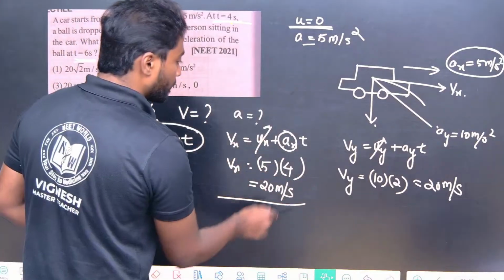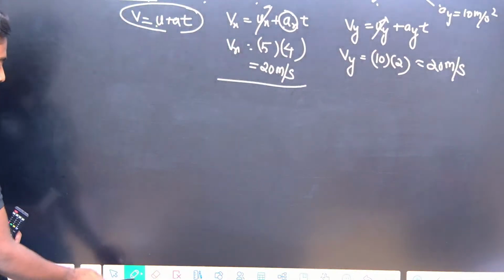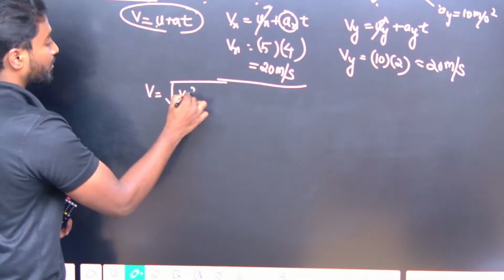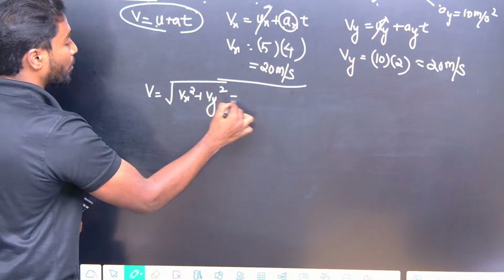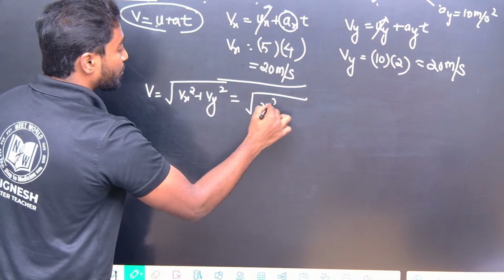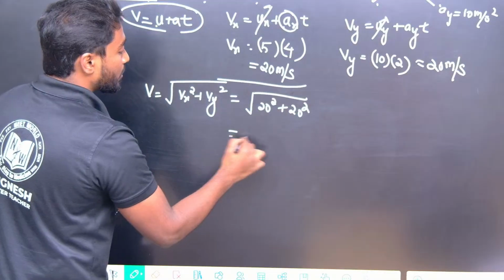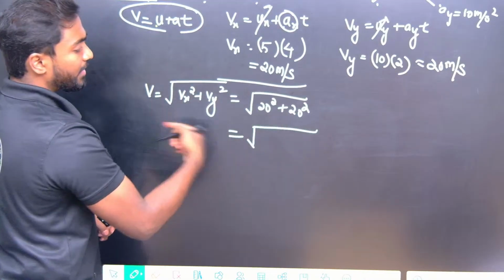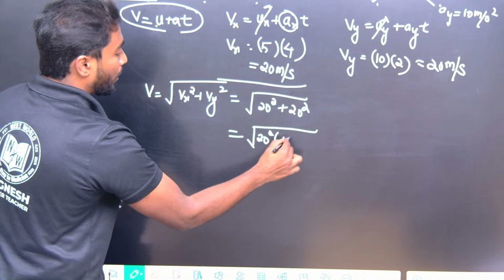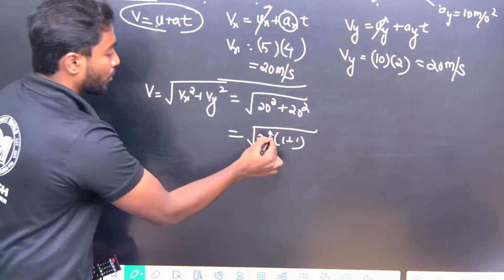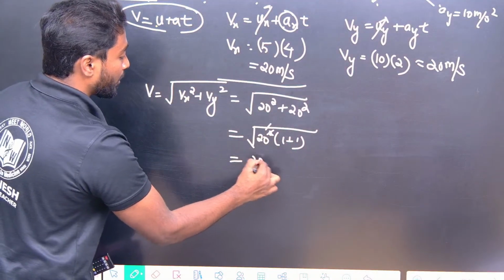Now the thing is, V will be equal to under root of Vx square plus Vy square, which is equal to root over 20 square plus 20 square, which is nothing but 20 square I can take commonly outside, 1 plus 1. So square and root will get cancelled, 20 into root 2.